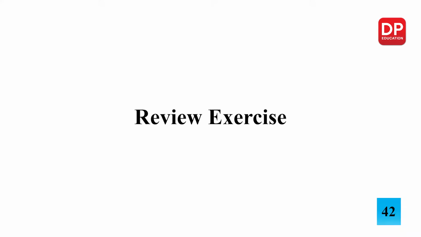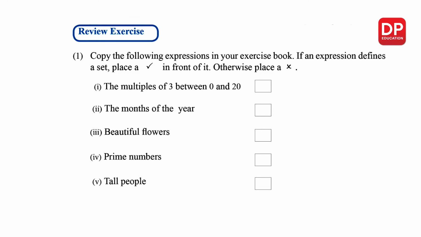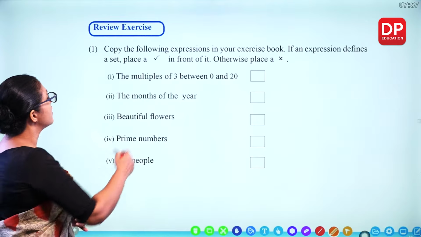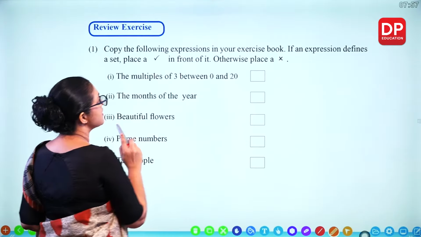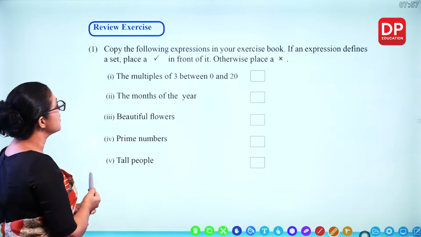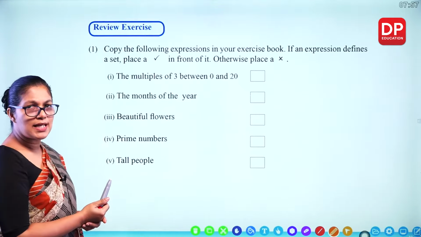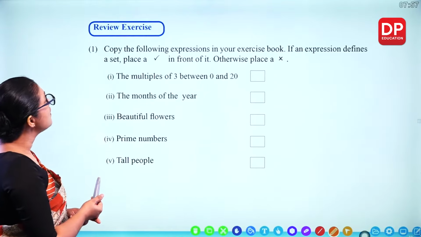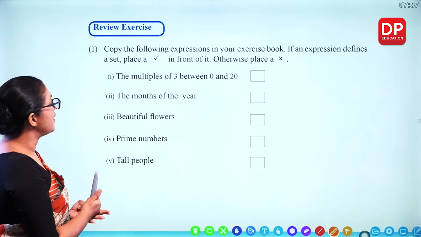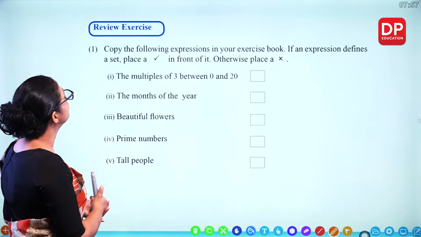Now we'll look at the review exercise. Copy the following expressions in your exercise book and put the correct sign or wrong sign by reading the statements. The multiples of 3 between 0 and 20. So you can identify, that's a set.